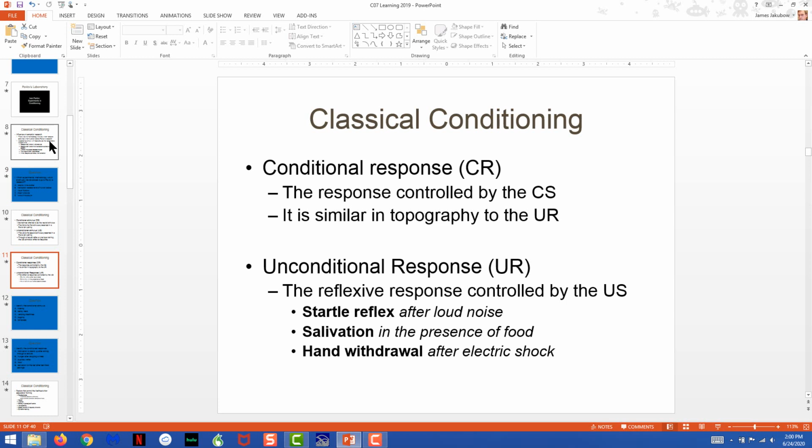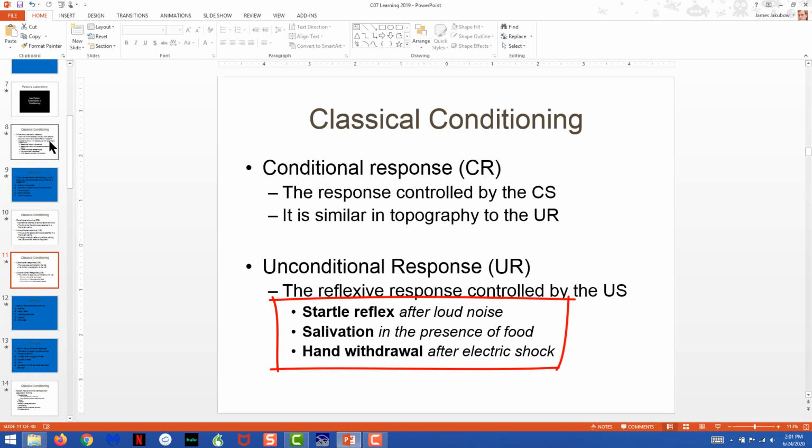There are many different types of unconditional responses. Salivation simply was the one that Pavlov used because he had been working on the digestive tract for the decade prior to the point at which he started to study conditioning principles. As people got into other laboratories and as time went by throughout the 20th century, many other types of reflexive responses were actually used. Some you see here, such as the startle reflex after a loud noise, salivation, which was one that Pavlov used, and a hand withdrawal response after an electric shock.